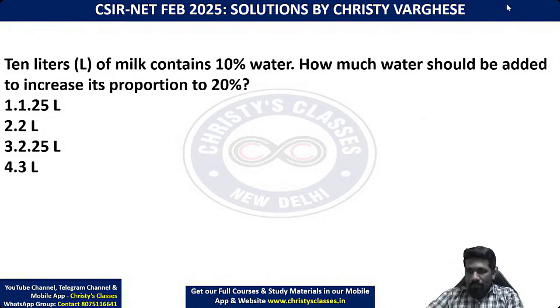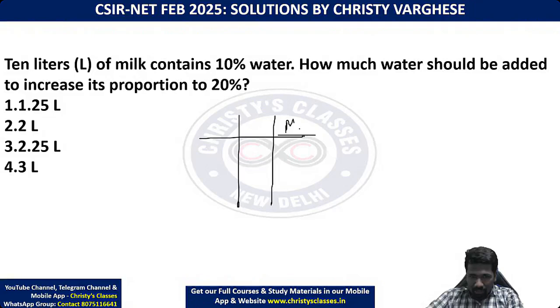Okay, I'll explain these kinds of questions. Tabulating the data will give you clarity. 10 liters of milk contain 10% water. Milk means milk is a combination of milk and water. That is what they are assuming by the word milk. So milk has pure milk and also water. PM, pure milk, and water.